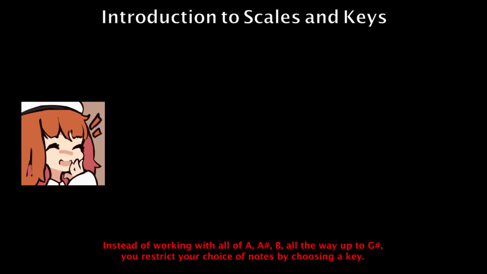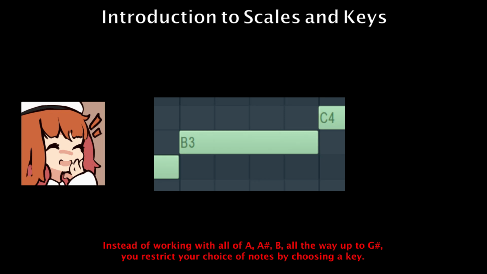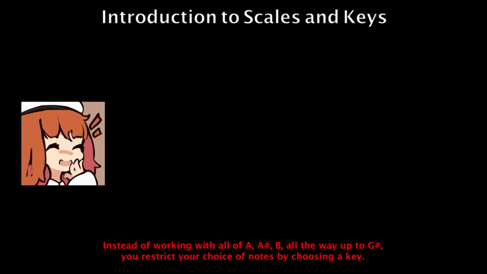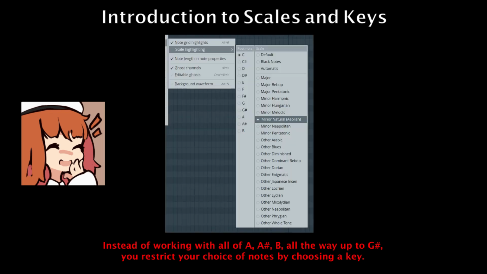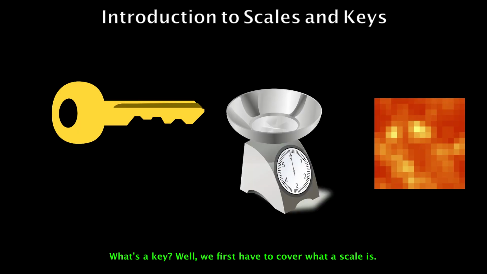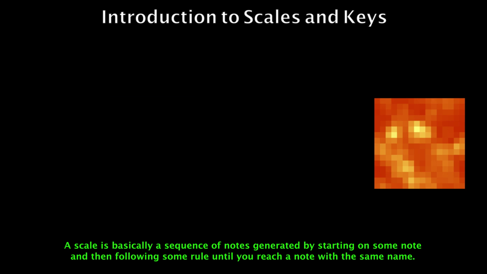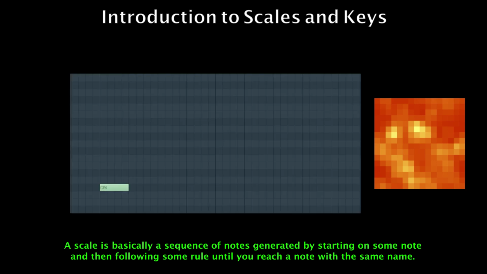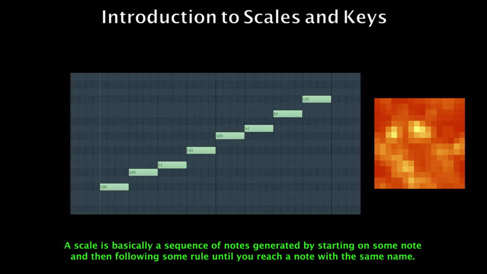Instead of working with all of A sharp, B, all the way up to G sharp, you restrict your choice of notes by choosing a key. What's a key? Well, we first have to cover what a scale is. A scale is basically a sequence of notes generated by starting on some note and then following some rule until you reach a note with the same name.